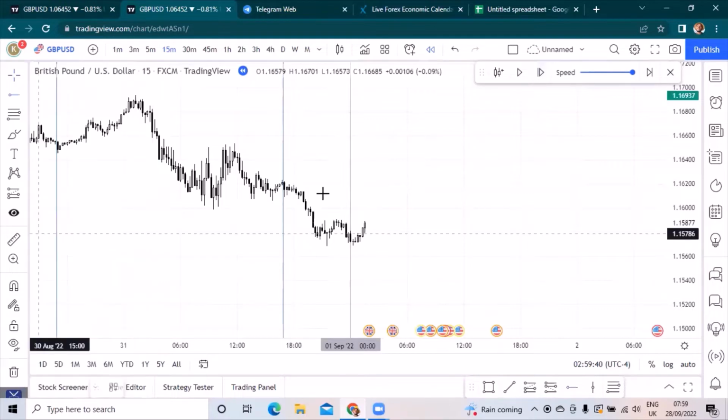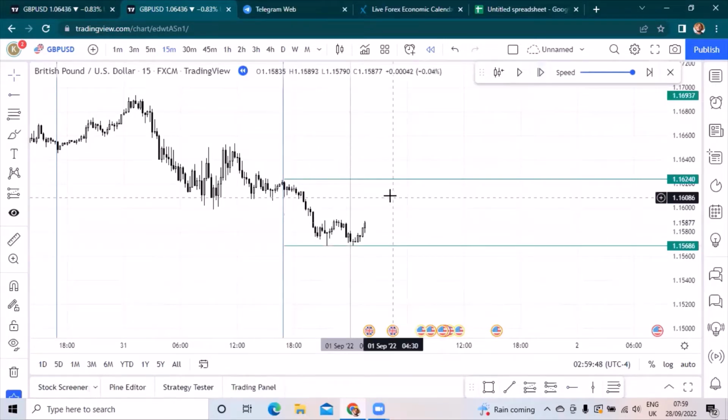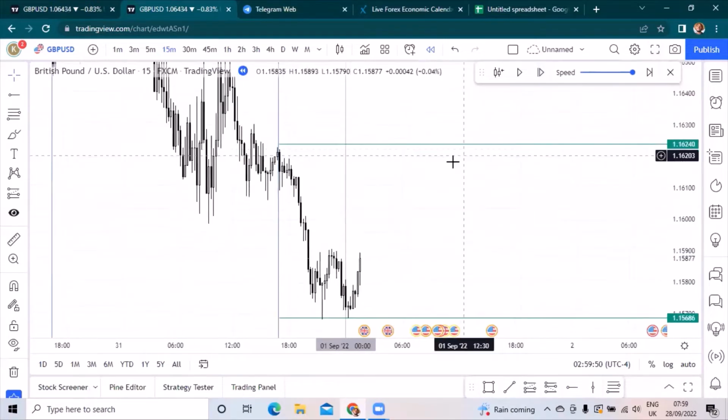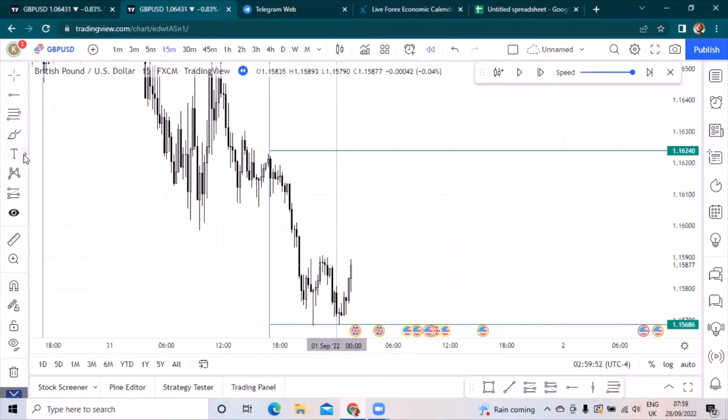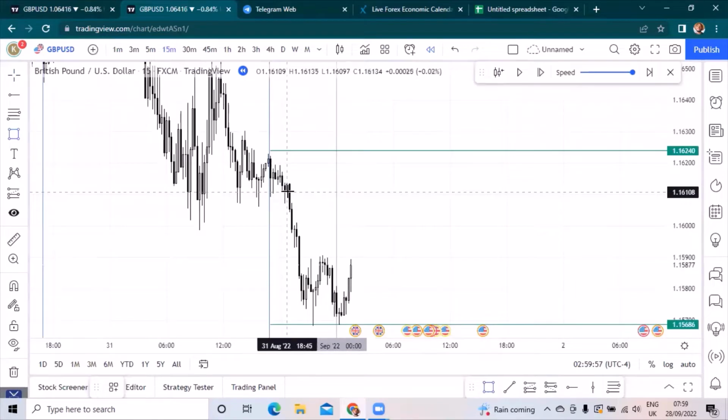I identify the previous swing before the open, which is this and this. This is the previous swing before the open. And then I mark out FVGs inside the range like this.